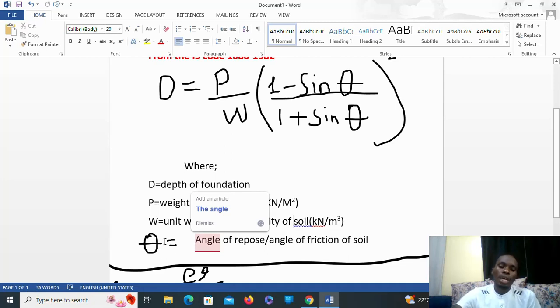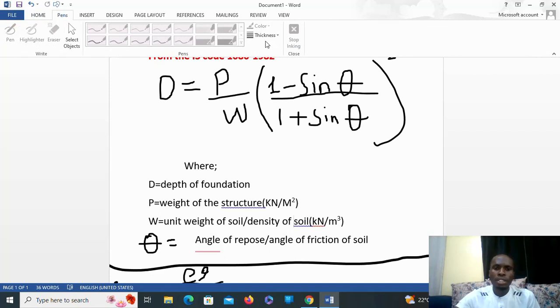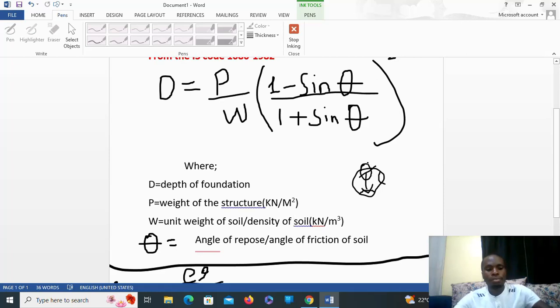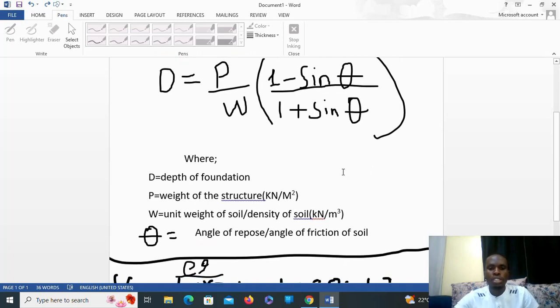And the angle theta is the angle of repose of the soil. By angle of repose, or angle of friction of the soil, what I mean is this. Assume that you have soil whose structure looks like this. Simply, the angle of repose is this angle. You see? This angle. This is the angle of repose, which is given as theta. So that is the angle that I'm talking about.